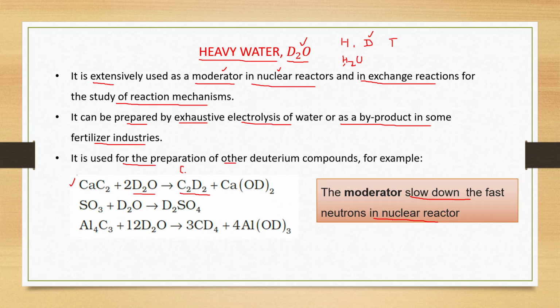I think you are familiar with C2H2, this is ethyne. If we use normal water, then we will get ethyne, but if we use D2O, we will get C2D2. In the same way, SO3 when reacting with D2O gives D2SO4. This is aluminum carbide. When it reacts with heavy water, it will form CD4, which is similar to CH4. If we use normal water with aluminum carbide, then we will get CH4, but if we use D2O, we will get CD4.